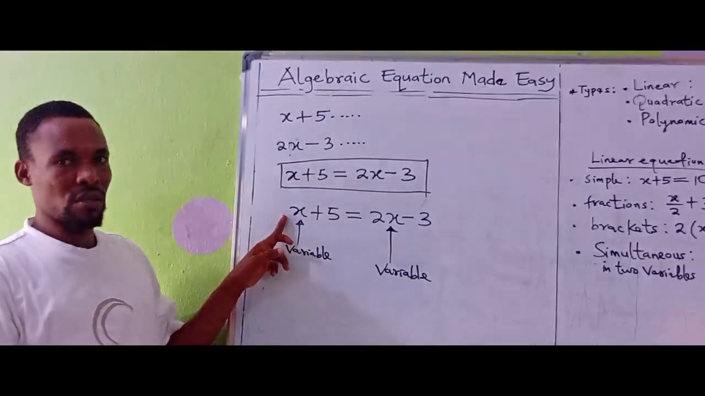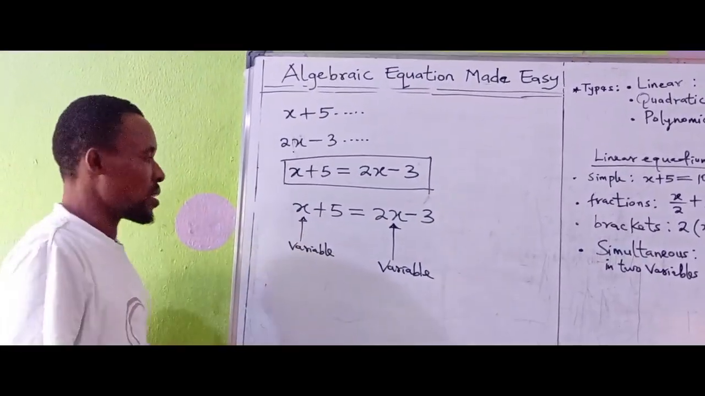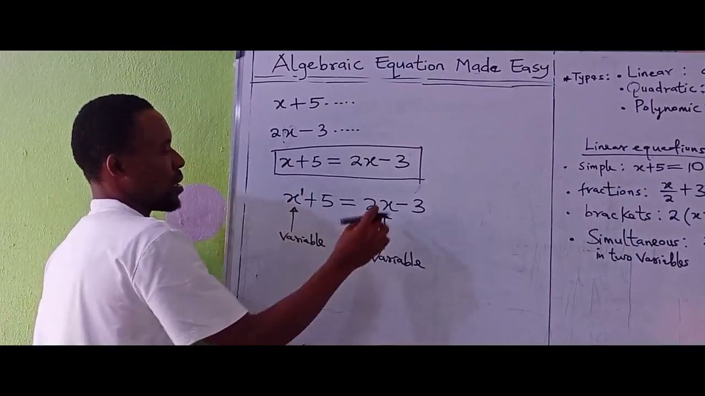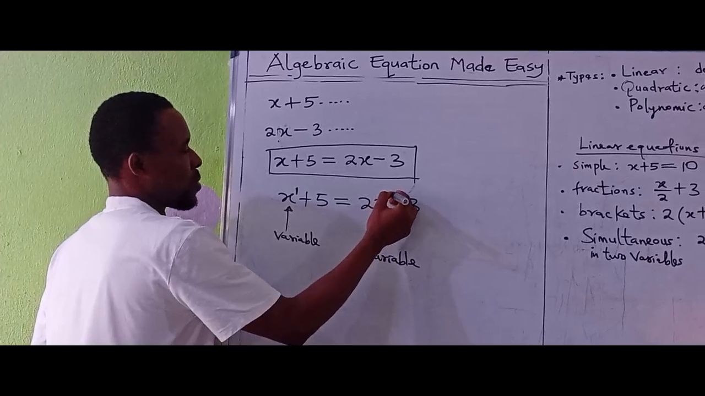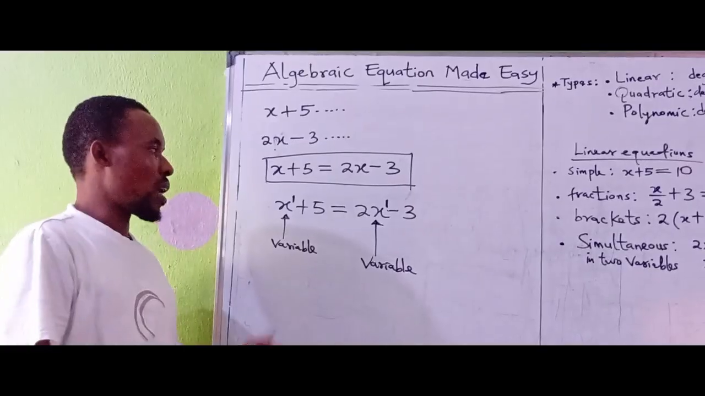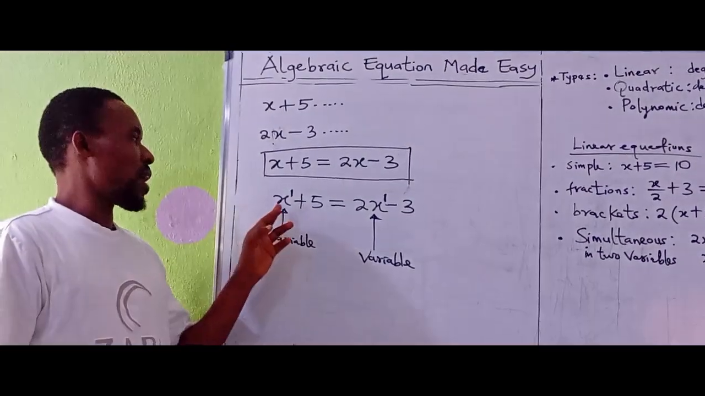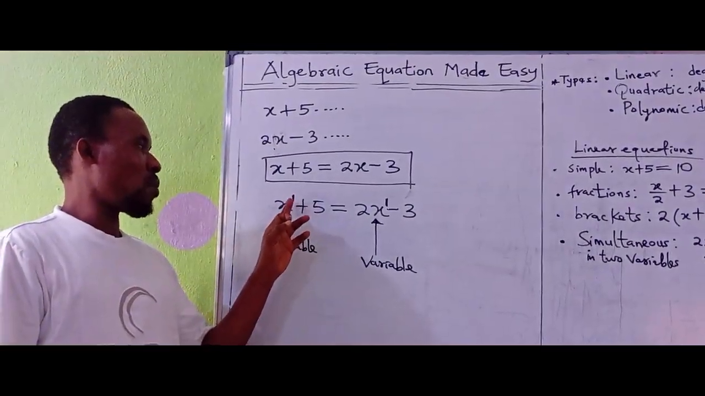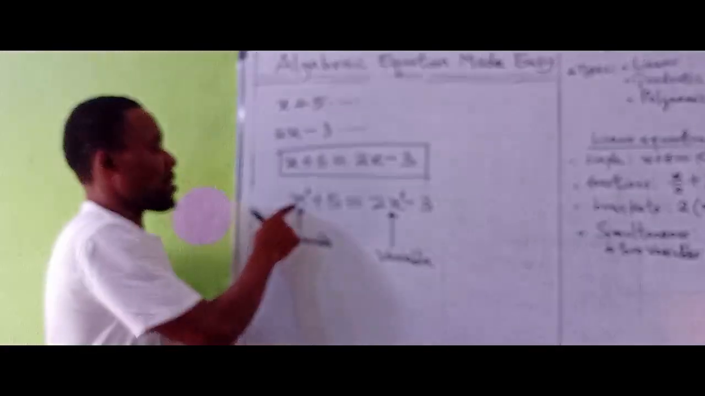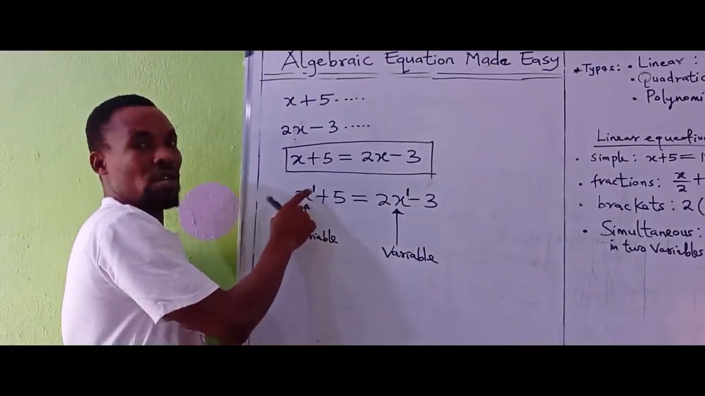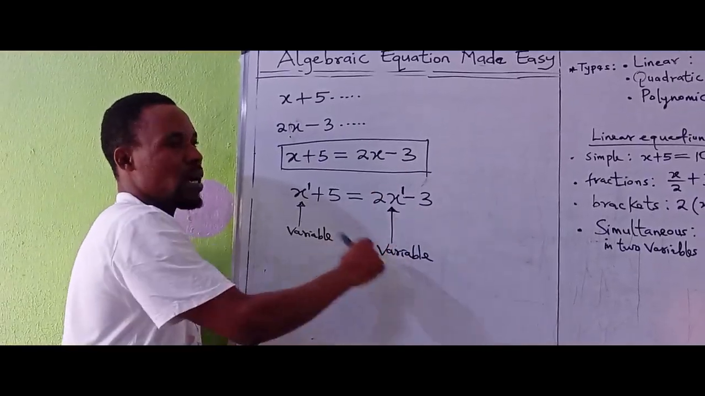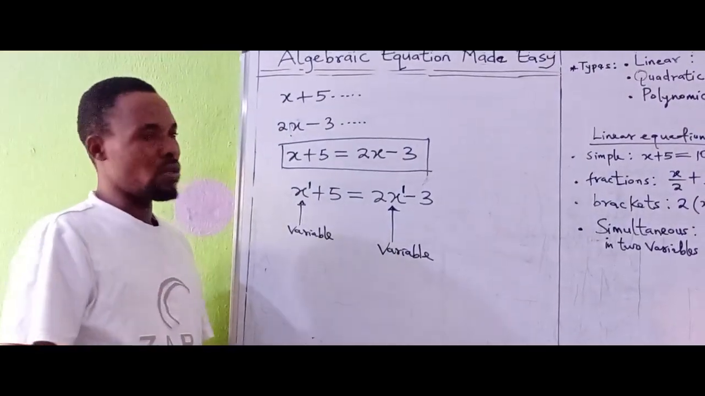Now, x is a base, right? Usually this x that you see here, we can also write as x raised to power 1. Again, this x here, we can say x raised to power 1. Anytime you see in an equation, the variable has the power of 1, we call it a linear equation, right? So here the power of x is 1, and here again, x raised to the power of 1. So this is a linear equation. I hope that is understood.